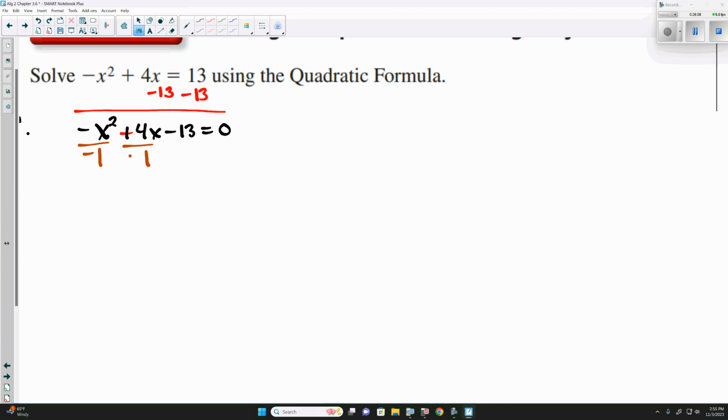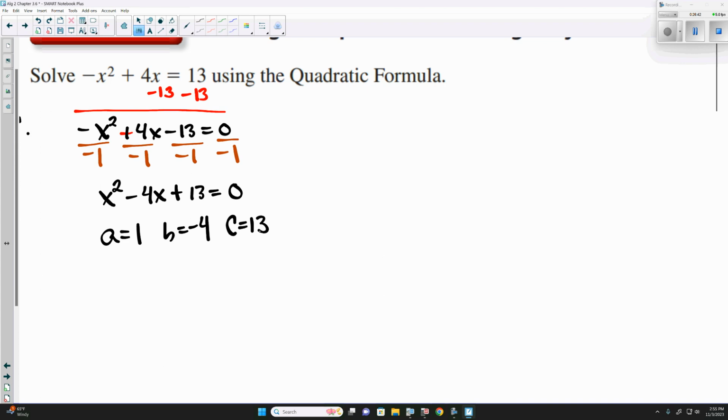So we can multiply everything by or divide it by -1. Because when we do this, it turns it from negative x squared to positive x squared, from positive 4x to negative 4x, and from negative 13 to positive 13. And 0 divided by -1 is 0. 0 is neither positive nor negative. Now that makes A 1, B -4, and C 13.